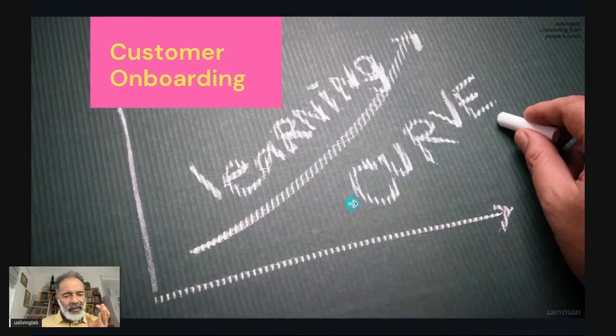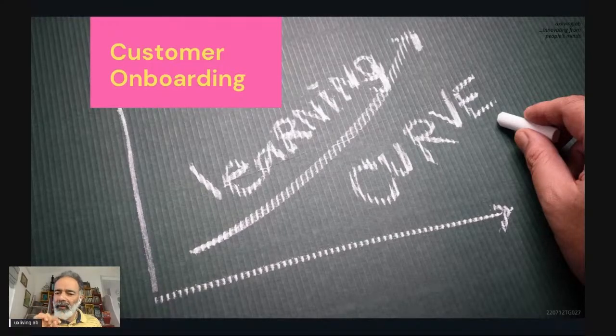Then the second one is, as I explained, customer onboarding. Actually, customer onboarding talks about the learning curve. Your learning curve to have a biscuit is very small, but the learning curve for preparing a dish is a little bit bigger. The learning curve to use a car is again bigger. So there is a learning curve. For every product, there is a learning curve.